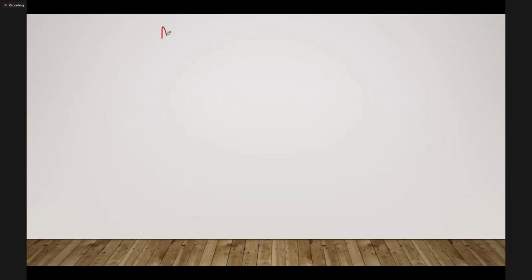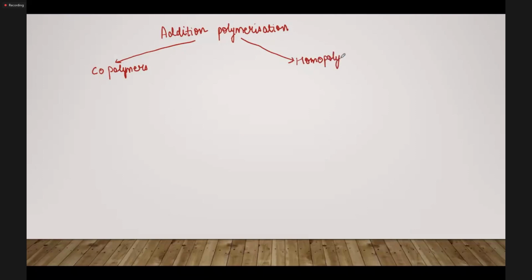So for addition, if we talk about addition polymerization, so one can be copolymers and they can be homopolymers. ठीक है, तो homopolymers में, I mean the example is simply polythene which we just discussed. Mechanism would be simply like that.